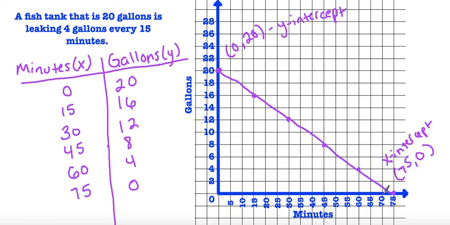And that's it. So our equation in this case would be y equals negative 4x, because it's decreasing 4 gallons every 15 minutes, and then plus 20 because 20 is our y-intercept, which is our initial value.